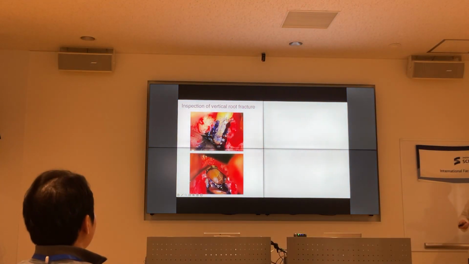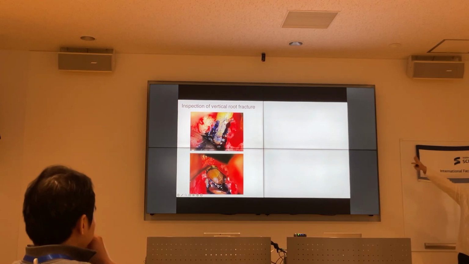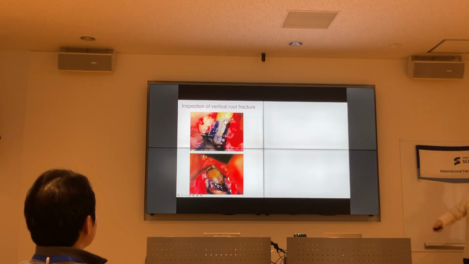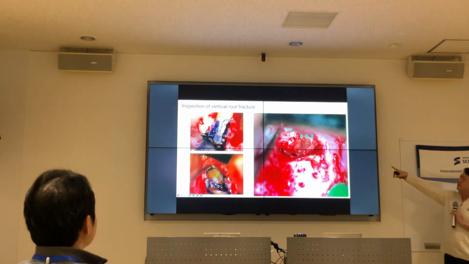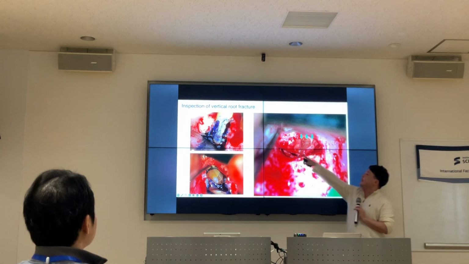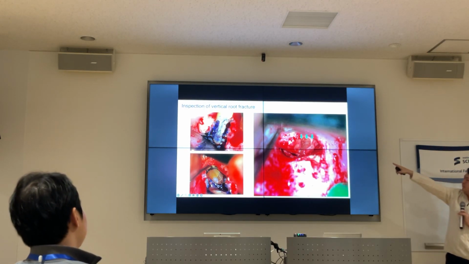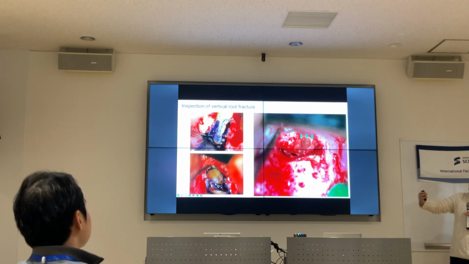Then this is a case of vertical root fracture. In this case, the fracture appears on the root surface. And this case is a root fracture on the resected surface. In some cases, here in the mirror, there is a root fracture inside the wall after root cavity preparation. So you have to check such structures every time.